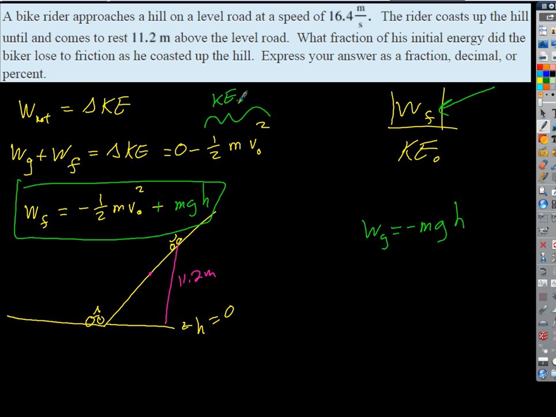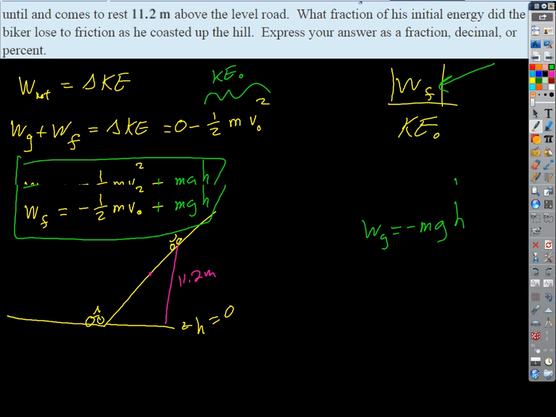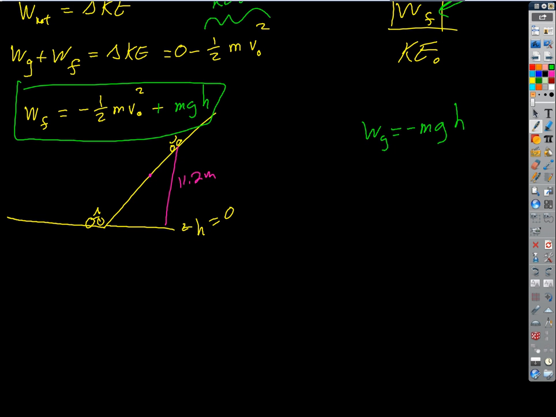So everybody agrees that's the initial kinetic energy, right? 1/2 m times the initial speed squared. So now I can set this ratio up. I can simplify that ratio. I can write that ratio as work due to friction, right? So the answer is just going to equal negative mgh divided by the initial kinetic energy. That's 1/2 m v naught squared.